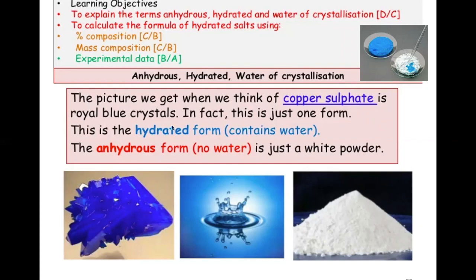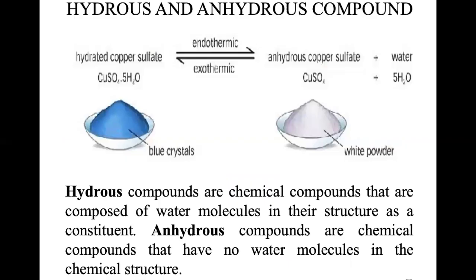Hydrated means water. Anhydrous, no water. Anhydrous is white in color. Now that is a blue crystal. Again the same white powder and blue crystal. This is a hydrous form and this is a non-hydrous form. 5H2O. Just remember 5H2O and CuSO4.